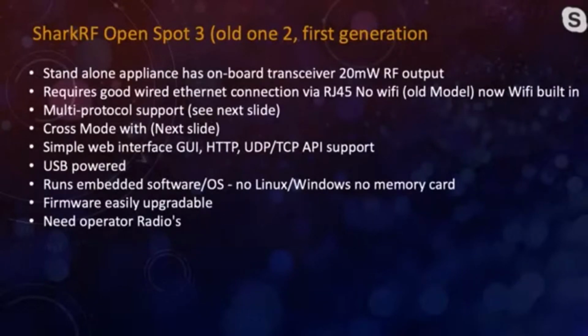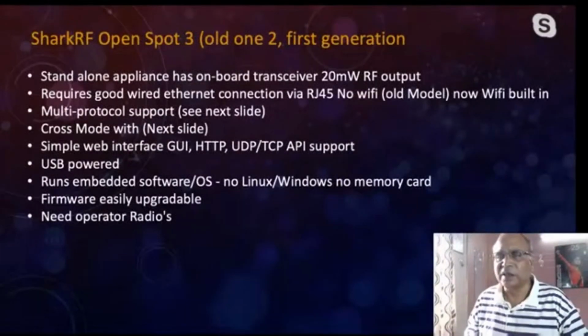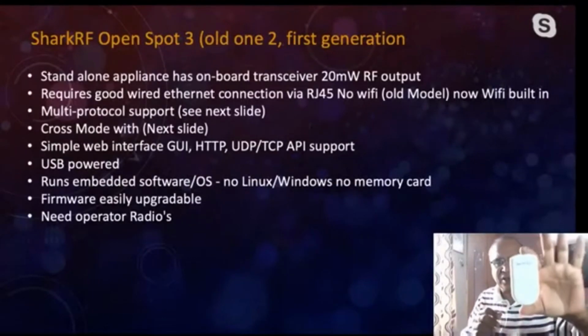Previously, they started with the first generation, a blue box type, which was in its infancy and testing stage. Then immediately they moved to the OpenSpot 2. Then the latest one is the OpenSpot 3. This is the picture of the OpenSpot dongle.